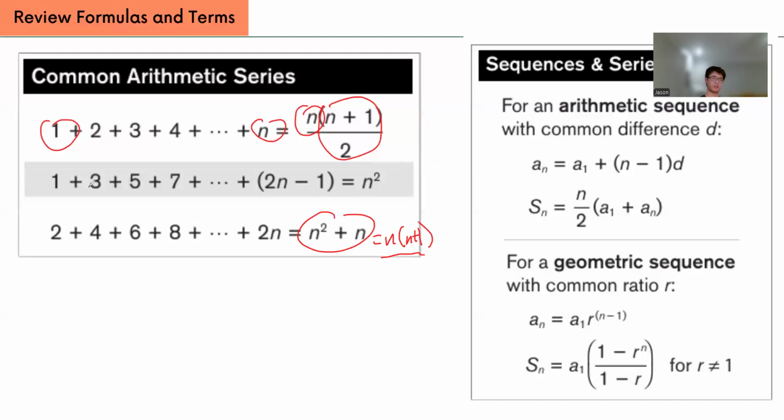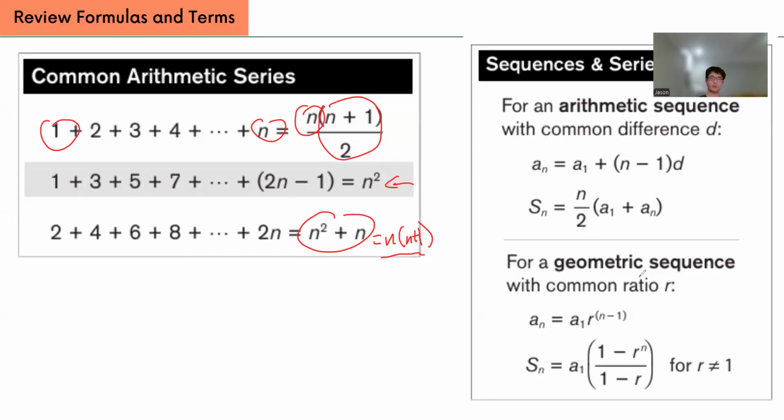Generally these are just common arithmetic sequences that you'll see. In particular, this one is helpful for very few questions, for a select few where the question is phrased like the sum of the first n odd numbers or something. So just keep that one in mind.